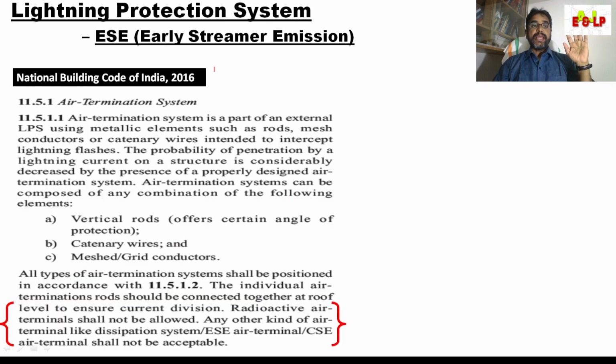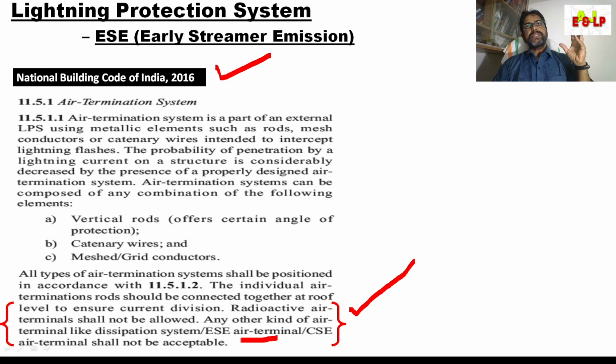Now let us see the National Building Code of India. As per the National Building Code of India 2016, what is said there? Radioactive air terminals shall not be allowed. Any other kind of terminals like dissipation, ESE air terminal, CSE air terminal shall not be accepted. So with the National Building Code also, it is said that ESE terminals cannot be accepted.